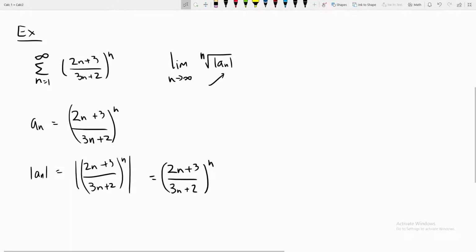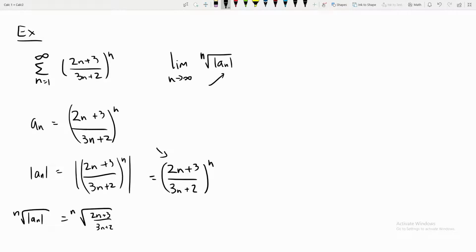And now all that's left to do is to find the nth root of this value. So if we find the nth root of the absolute value of a of n, then we want to take the nth root of 2n plus 3 over 3n plus 2 to the power of n. And as you can see, these n's will cancel out, and that's exactly why we wanted to use the root test. All that we'll be left with is 2n plus 3 over 3n plus 2. And now we want to take the limit of that, so the limit of 2n plus 3 over 3n plus 2.